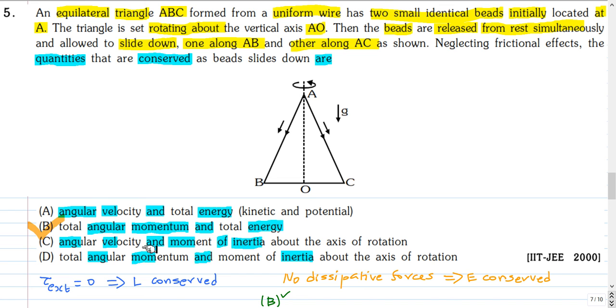Option C, angular velocity and moment of inertia about axis of rotation. Moment of inertia will keep on increasing as the mass is getting more distributed, and angular velocity will keep decreasing. So option C is also not true.